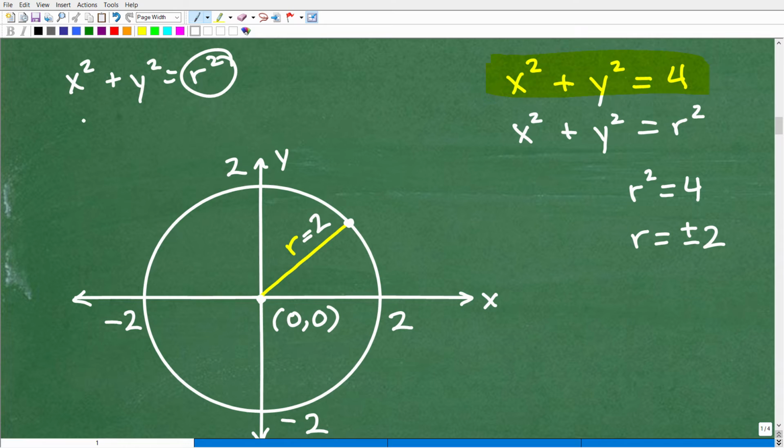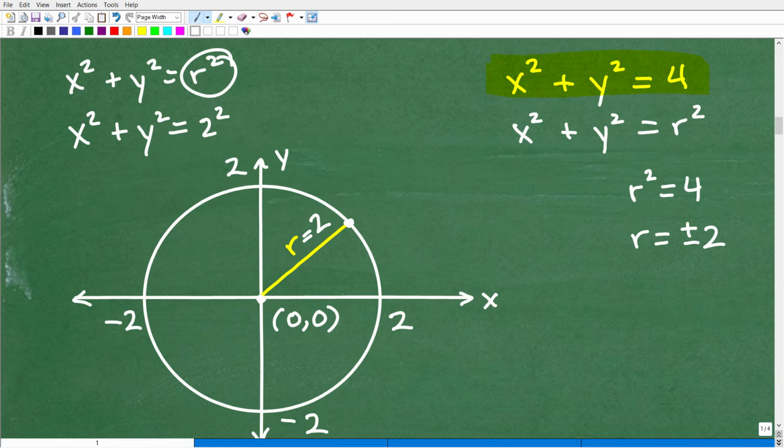I could say, all right, this is x squared plus y squared, that's equal to, let's just write it here, x squared plus y squared is equal to 2 squared. Of course, 2 squared is the same thing as 4. Now, that's if you were told to write the equation of this circle.